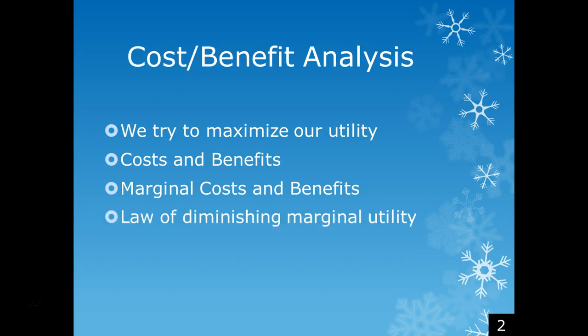The law of diminishing marginal utility is the idea that the more of something we have, the less we enjoy each additional one. That's why it says marginal. Each additional one gives us less pleasure because we get full.